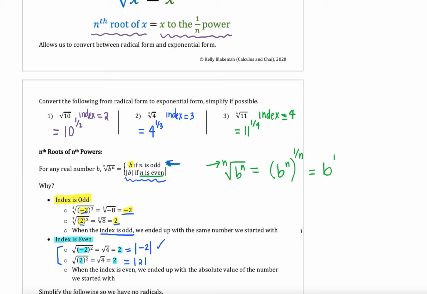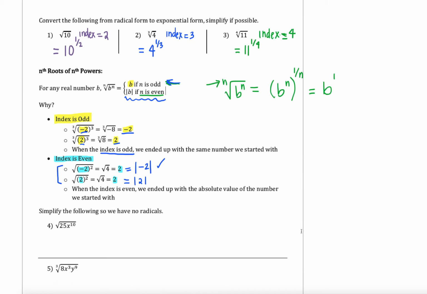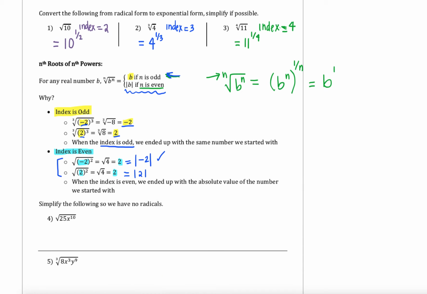So let's look at simplifying some of these. For all of these, we're going to simplify the following so that we have no radicals in our final answer. So in example 4, we have the square root of 25x to the 10th. For each one of these, before we start solving, I want us to identify our index. It's going to be important to practice it because the concept of an index is something that's going to come up throughout the rest of this unit. So what is our index in example 4?